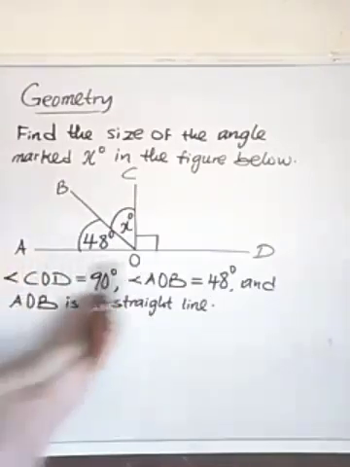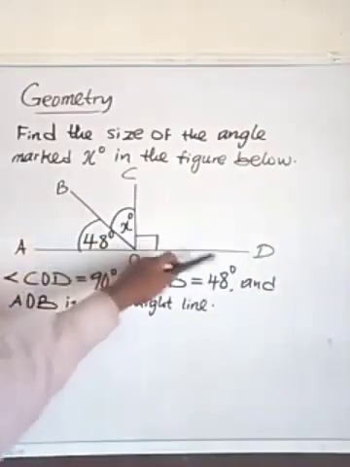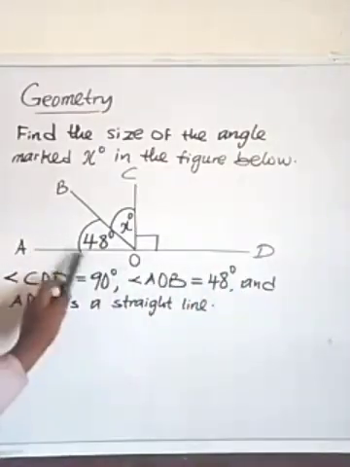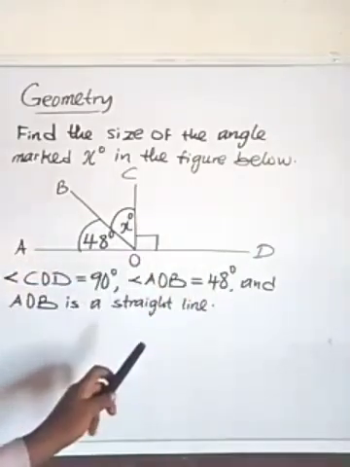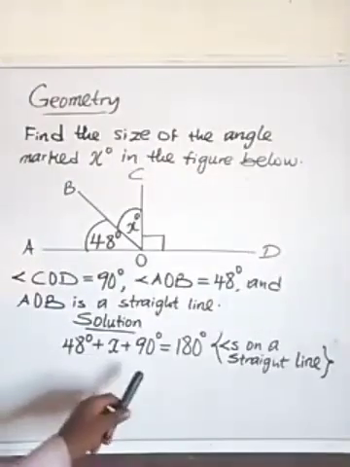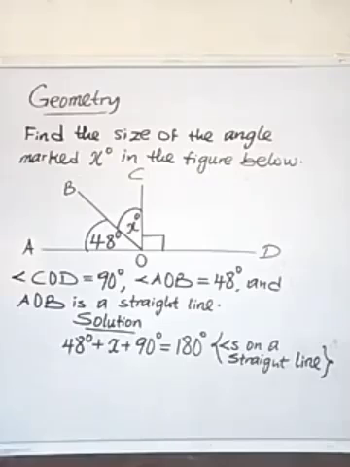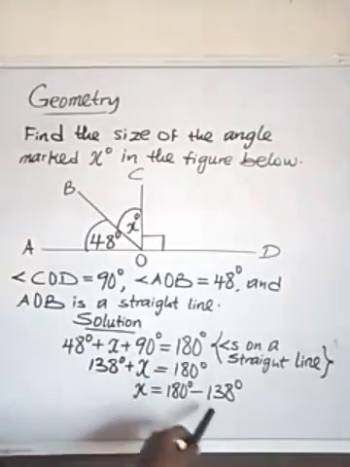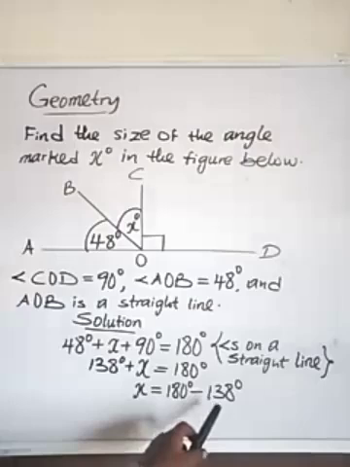So far we are given AOD as a straight line, so you can apply the first theorem, theorem 1, stating that angles on a straight line are supplementary, that is, they add up to 180 degrees. That means you simply add all the angles together and equate them to 180 degrees. Adding up 48 degrees and 90 degrees gives you 138 degrees. The next step is to collect the like terms. Transfer 138 degrees to the right-hand side of the equation, and it changes to minus 138 degrees. So 180 degrees minus 138 degrees gives you 42 degrees.